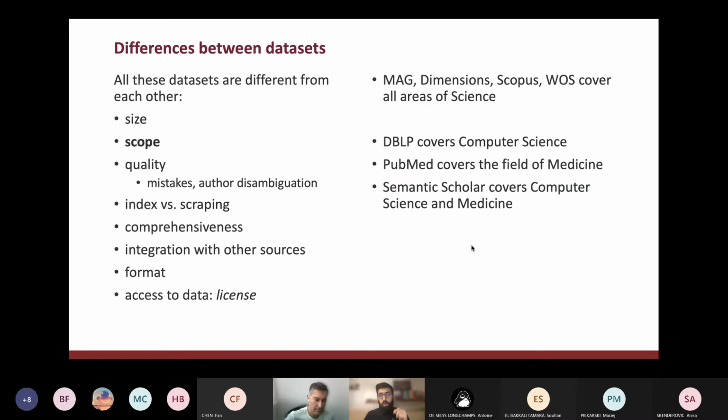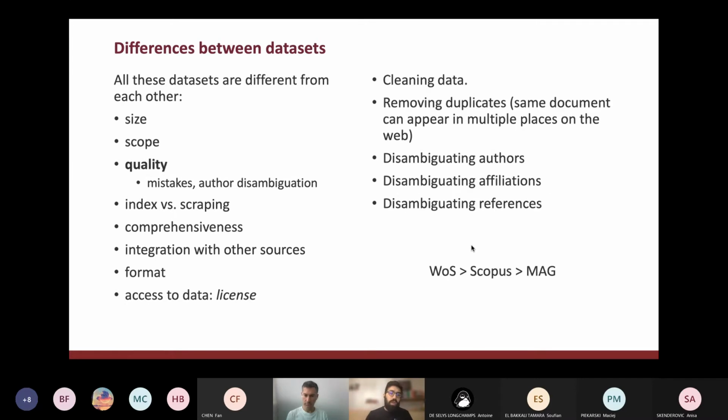Another difference is the scope. For example, MAG, Dimensions, Scopus, and Web of Science cover, or tend to cover, all areas of science: computer science, medicine, art, history, philosophy, any kind of science. DBLP covers computer science, PubMed covers only medicine, and Semantic Scholar covers computer science and medicine. So another way in which we can compare these datasets is through their scope, what kind of disciplines they are able to cover. Another way is quality.